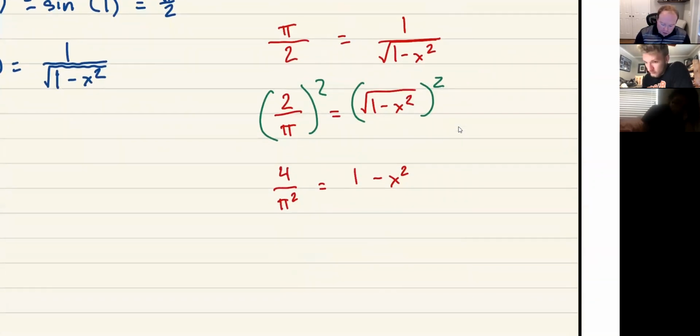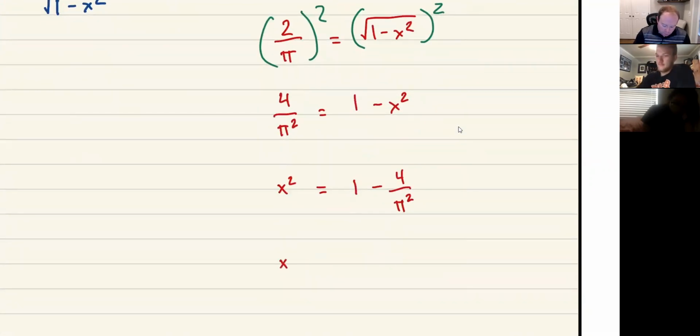You could rearrange this a little bit. So what I'm going to go ahead and do is add the x squared over, and then I will subtract this fraction to the other side. So we have x squared equal to 1 minus 4 over pi squared. And then lastly, we will take the square root of both sides, and we'll find x is equal to plus or minus the square root of 1 minus 4 over pi squared.